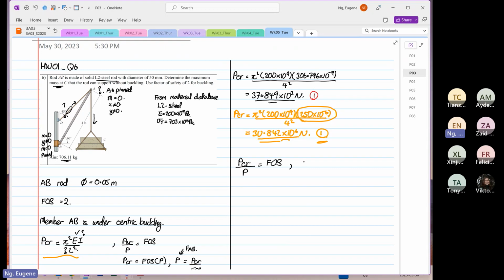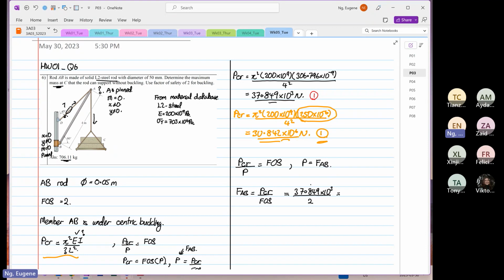And we know that our P is also equal to our FAB. Okay, we know that P is equal to FAB, right? So if we rewrite the equation, basically FAB is equal to PCR divided by factor of safety. So PCR is 37.849 times 10 to the power 3, and then divide by the factor of safety, which over here is 2.